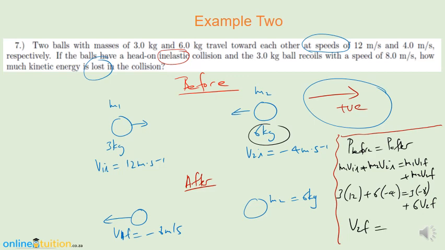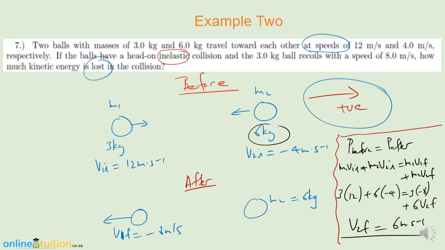V2F turns out to be 6 meters per second. So let's talk about that. 6 meters per second. That means the 6 kg ball also repels, bang, and it moves in the opposite direction. So the 6 kg ball after collision is moving towards the right hand side. But to answer the question is very, very simple.